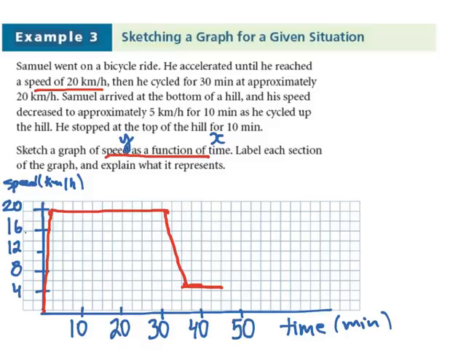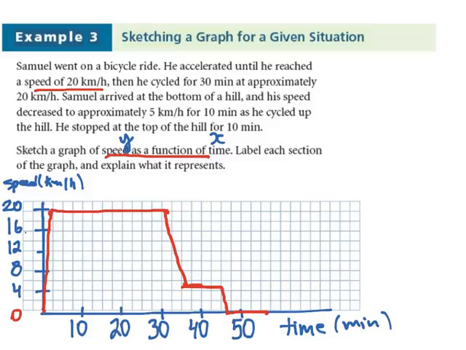Then the next part, it says, as he cycled up the hill, he stopped for 10 minutes. So he had to slow down. And now velocity is at 0 right there. And that has to happen for about 10 minutes. It's approximately here.